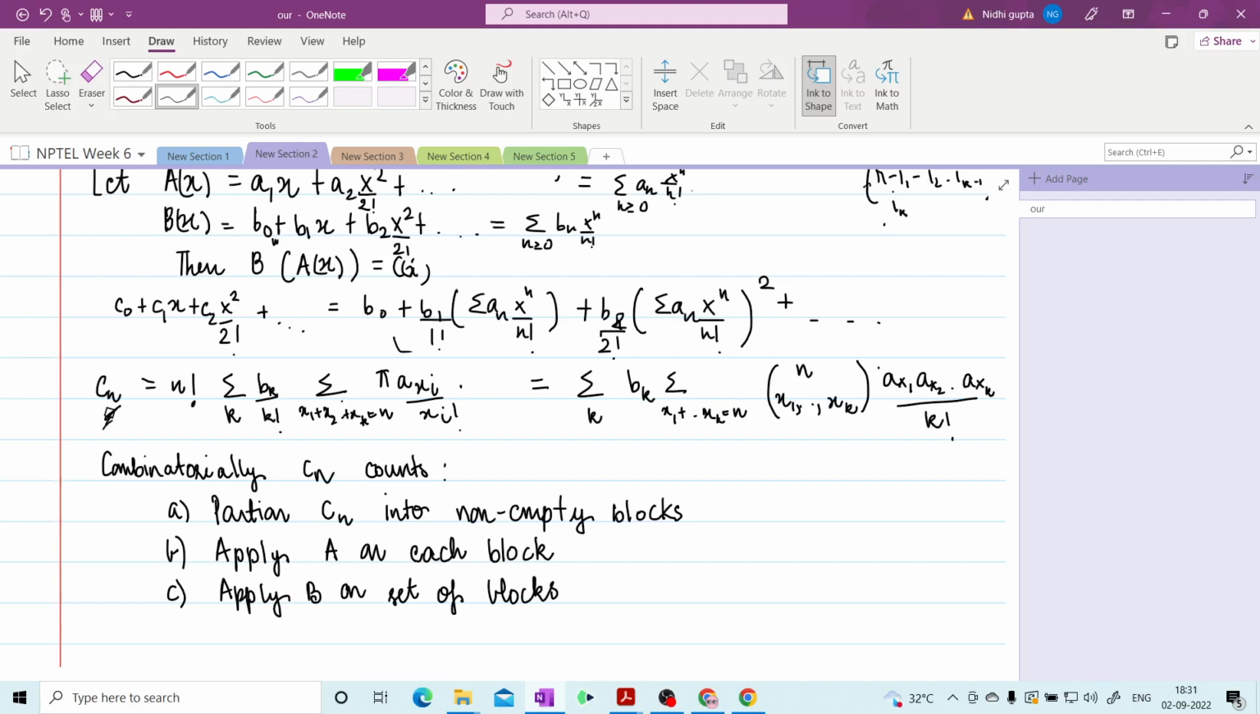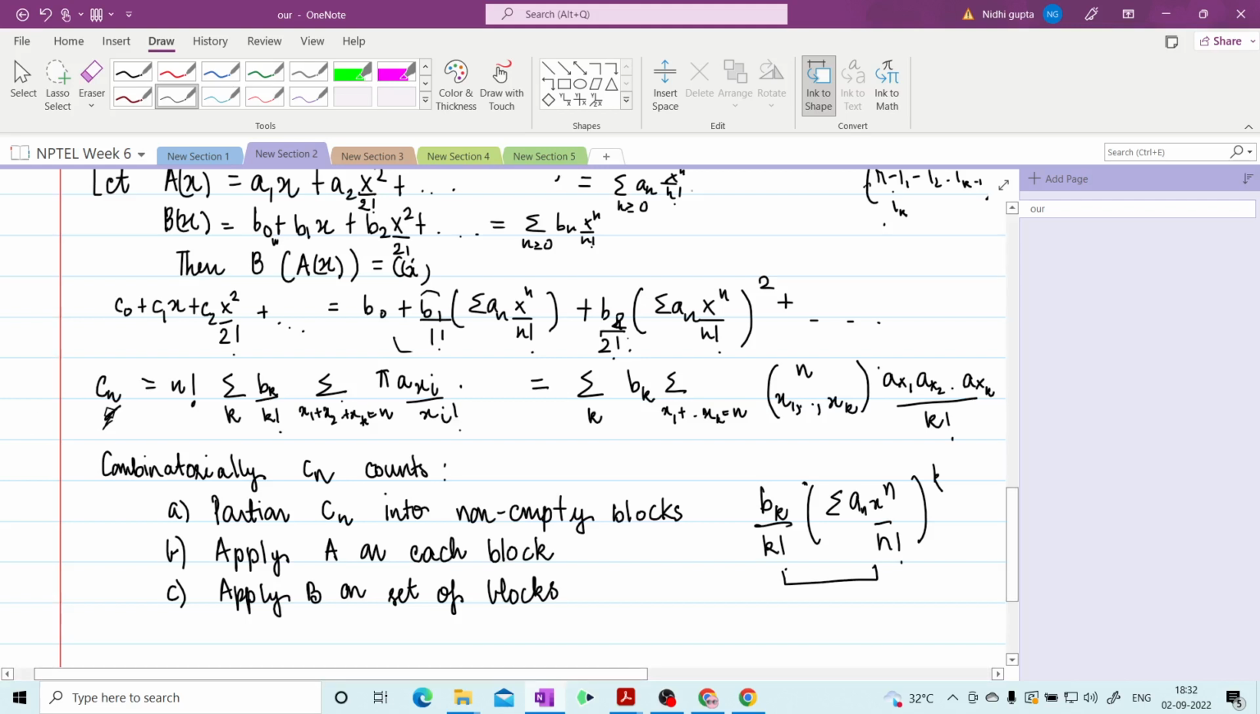So we are composing. If you want to find cn, we have this term b0 plus b1 times this. First we are looking at its contribution from each of these bk's. If I fix my bk, I am calculating the contribution to the coefficient of xn from this term, bk by k factorial, and here we have sigma an xn by n factorial, which we are multiplying k times. So if I want to compute the coefficient of xn from this term, bk by k factorial will be as it is.